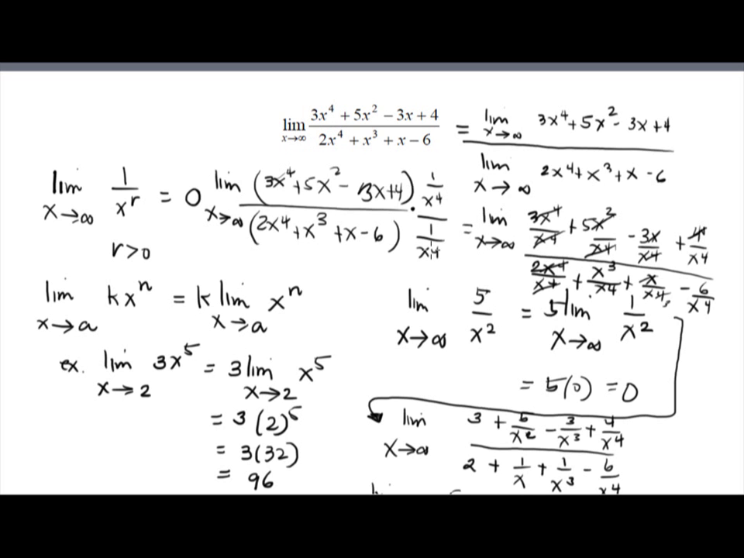Okay, so I hope with that very long solution and with the summary, you were able to understand what I'm trying to point out here, how to get the limit as x approaches infinity. That's it.